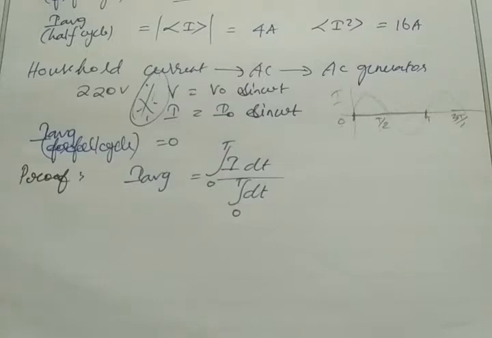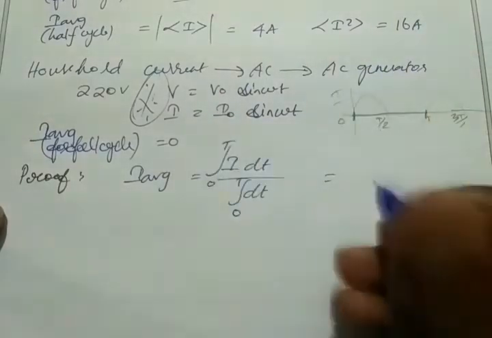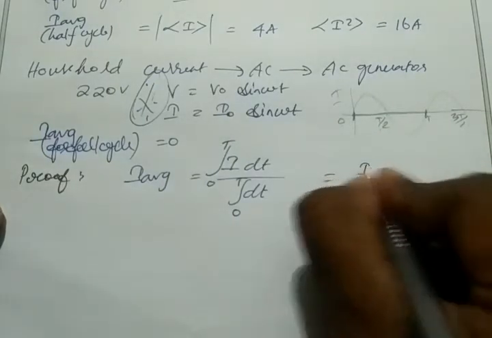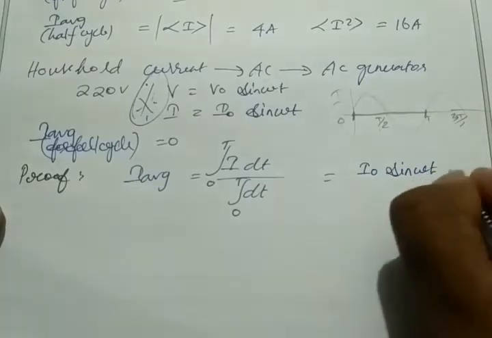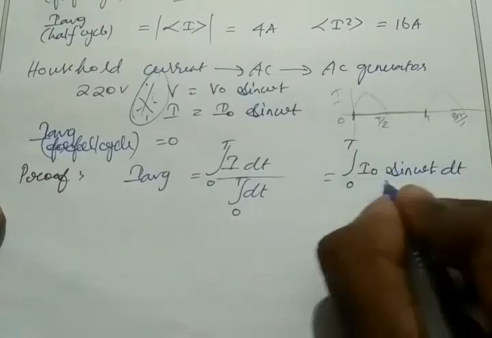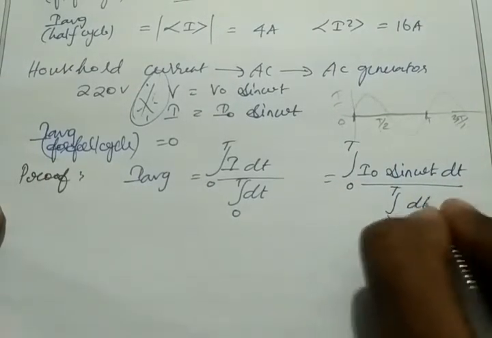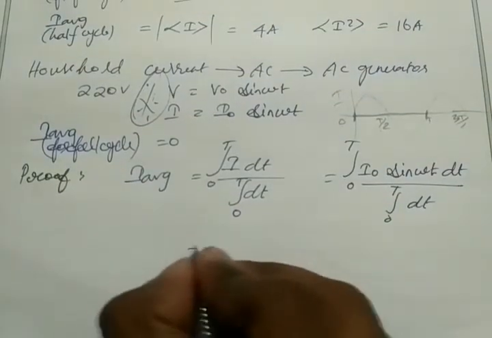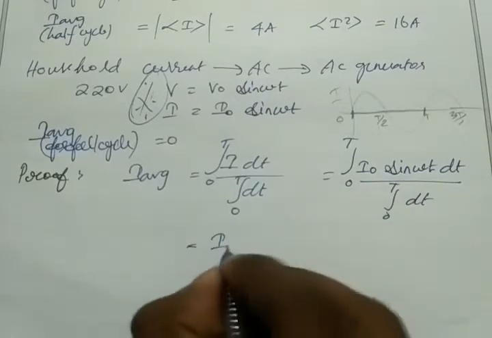Okay, so substitute the value of I. The value of I is I naught sin omega t for AC current. So we have I naught sin omega t into dt, limit from 0 to t divided by limit 0 to t dt. Do the integration thing. Take I naught outside, that is constant.